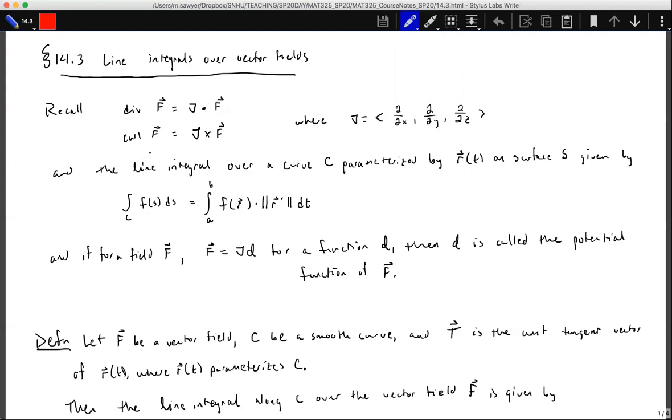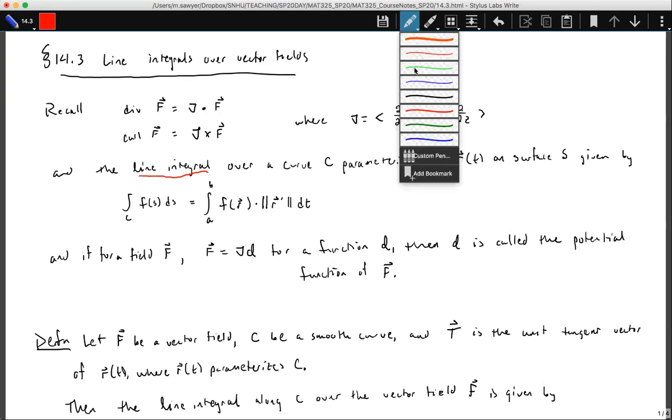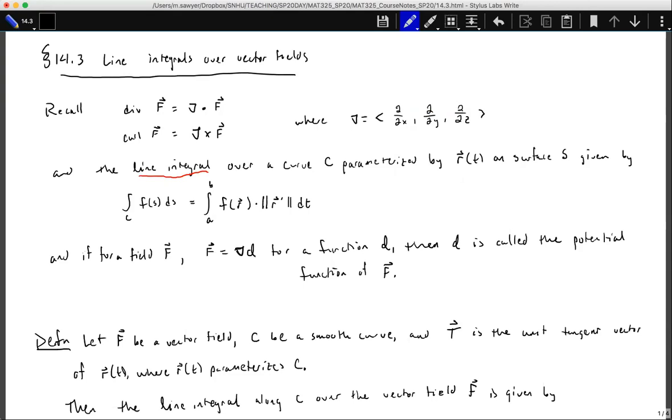The curl of F is given by del cross F, and the line integral over a curve C parameterized by r of t on a surface S is given by the integral over C of f of s ds, which is the integral from a to b of f, where you parameterize f by the curve r, times the magnitude of the velocity vector r prime dt. And if, for a field F, F is equal to the gradient of a surface function phi, then phi is called the potential function of F. So these are some key definitions we'll need today.